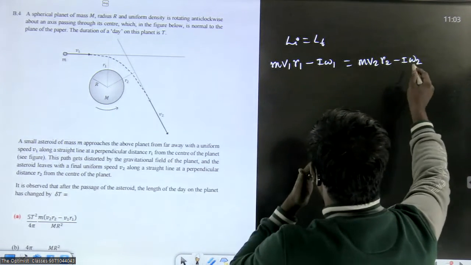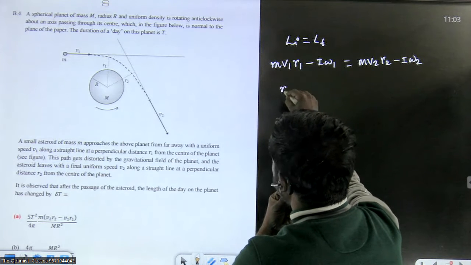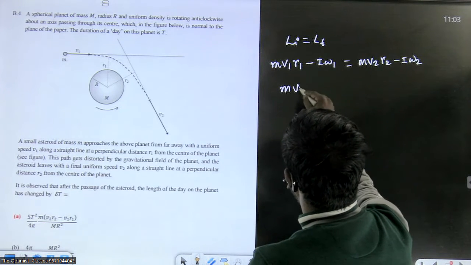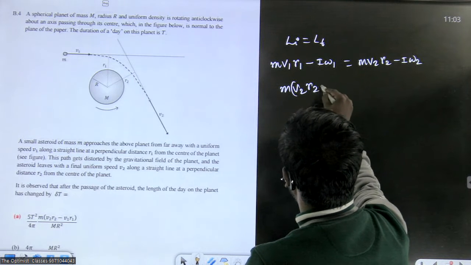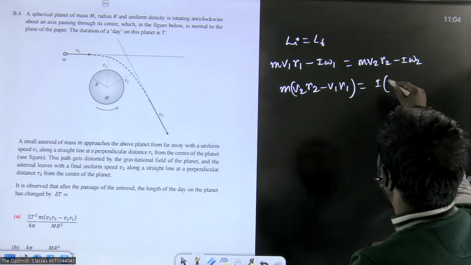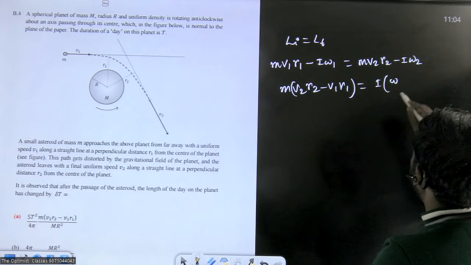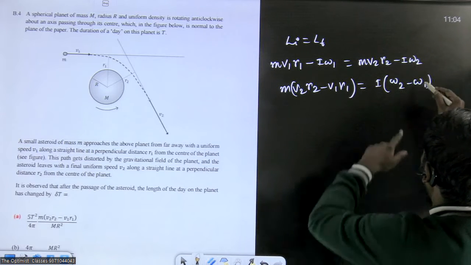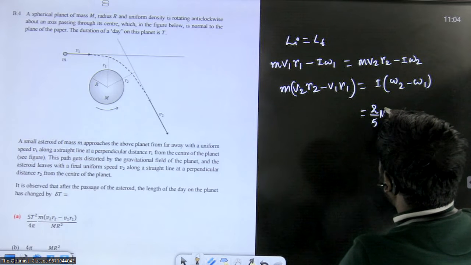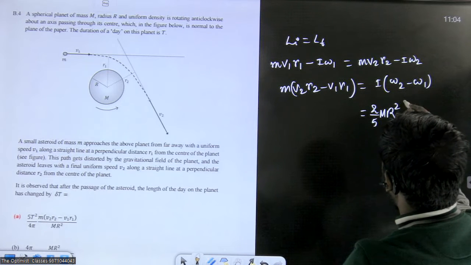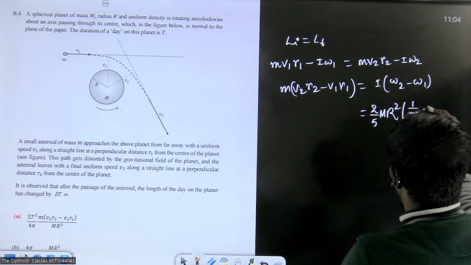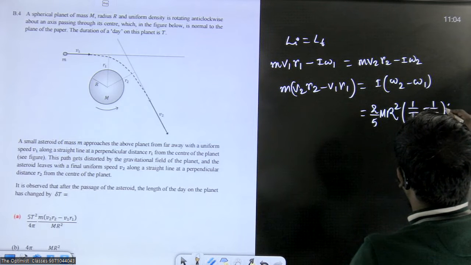Now let's take m to this side. So m times (v2 r2 minus v1 r1) is equal to I, which is common, times (omega 2 minus omega 1). I'll bring it to this side. This is a solid sphere, so I is 2 by 5 M R square, and omega is 2 pi by T. So we'll get 1 by T2 minus 1 by T1, times 2 pi.